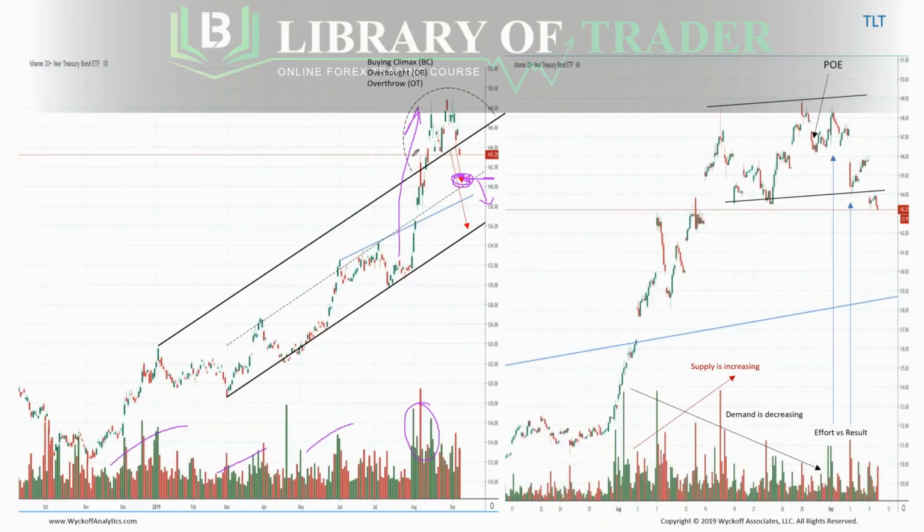And look at how the price behaves, it throws over into the overbought condition. And my point of entry was right here on this bar. Look at what happens next, kind of like the same as with the gold. There is a lot of effort after demand has decreased and supply has increased to push the price up. And yet, what do we get? We can't even touch the buying climax high, and we can't overcome the upthrust, right?